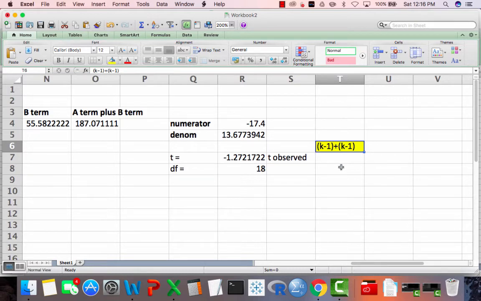You'll have to go with me on blind faith at this point as to what degrees of freedom are and why they are used. There will be a very quick explanation video coming up where I give you a conceptual explanation as to why that is. But for now, just go with me on blind faith. Our degrees of freedom for this test is 18. And so we know our t-value, 1.27. We could ignore the negative sign, and we know our degrees of freedom.